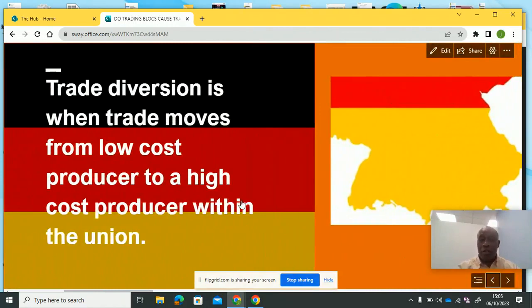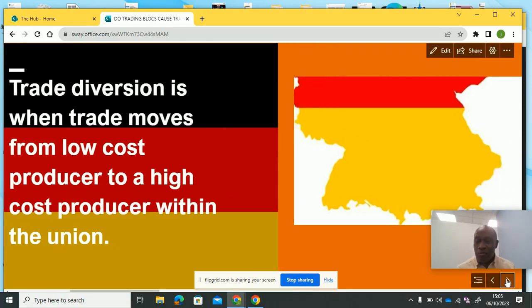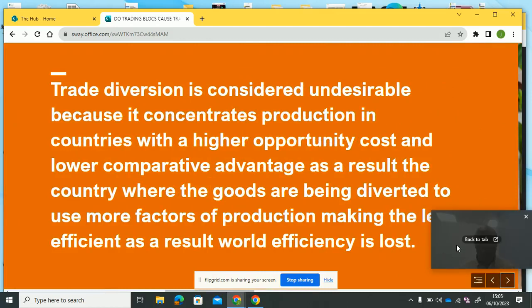Trade diversion is when trade moves from a low-cost producer, which is Tanzania, who have the comparative advantage, to a high-cost producer within the union, who are Spain. Spain do not have the same comparative advantage, but because they can benefit from the tax, they are now cheaper. So this results in this situation.